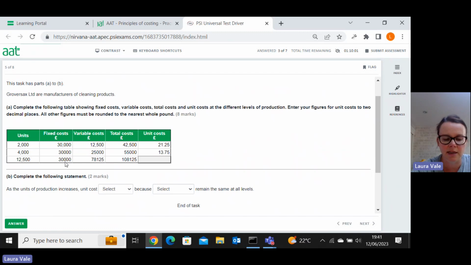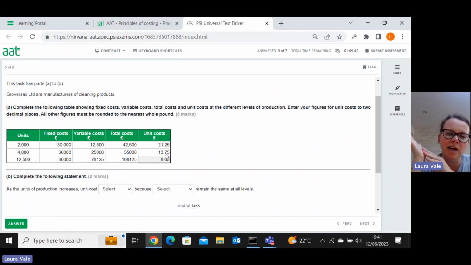I'm expecting the cost per unit for this last one to be really quite low. So 108,125 divided by 12,500 is £8.65. So there was no actual rounding to do there. They all worked out nice.